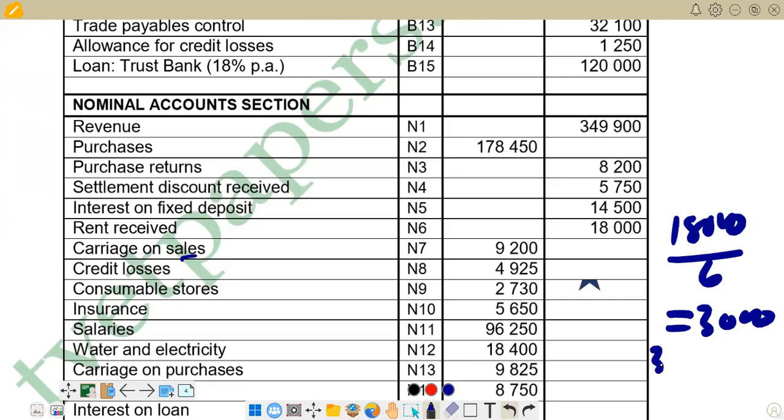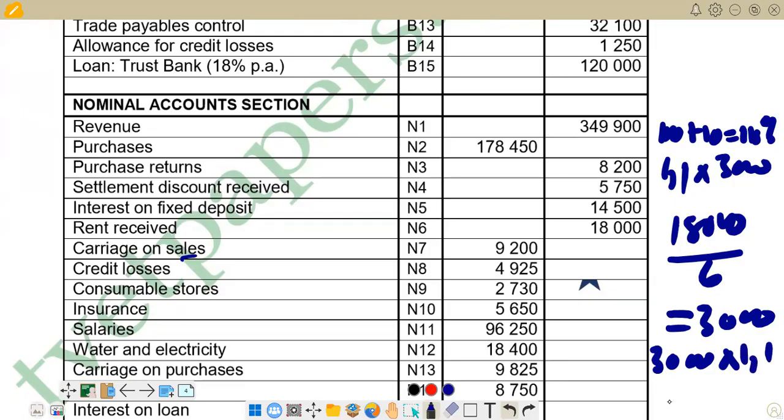So after the increase, we say 3,000 times... Remember, before the increase, it was 100%. Then we now have an increase of 10%, so it's now equal to 110%. So it becomes 1.1. Then we multiply it by the 3,000.